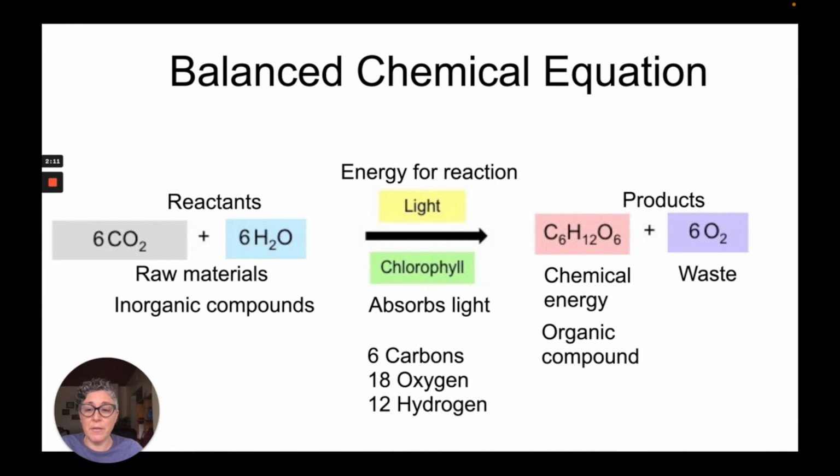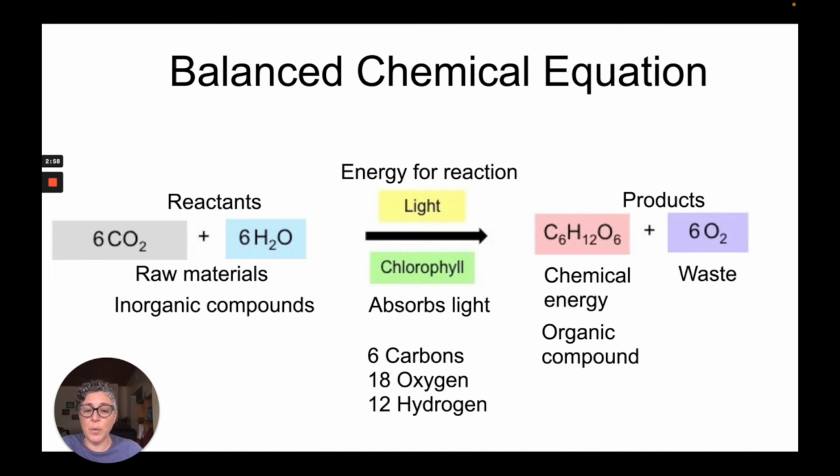We need to look at the number of each atom on both sides of the arrow. So on the reactant side, we have 6 carbons. The number 6 is going to be multiplied by the number of carbon atoms, and so there's 1, so 6 times 1 is 6 carbons in the carbon dioxide. The number of oxygens is going to be the 6 times 2 in the CO2, that gives us 12, and then we add that to the 6 atoms of oxygen from the water. So that's 6 times 1. So 6 plus 12 is 18.